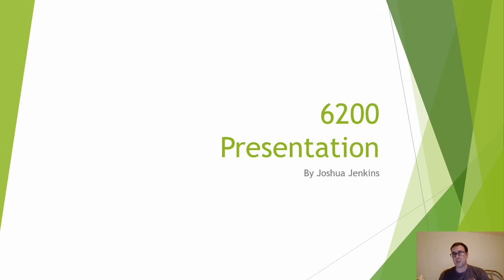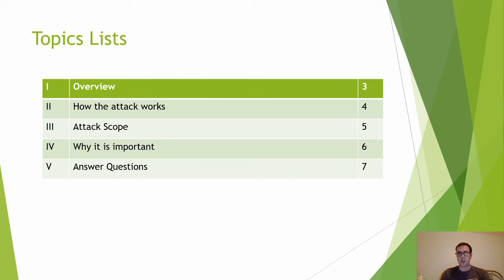Our task for today is we're going to talk a little bit about the paper in which we were supposed to write a summary about for MITM attacks used by IPC. Our topic list for the day is we're going to cover an overview of what IPC is. We're going to talk about how the attack works. We're going to talk about the attack scope, why it's important, and then we're going to follow up by answering a few questions provided by the professor.